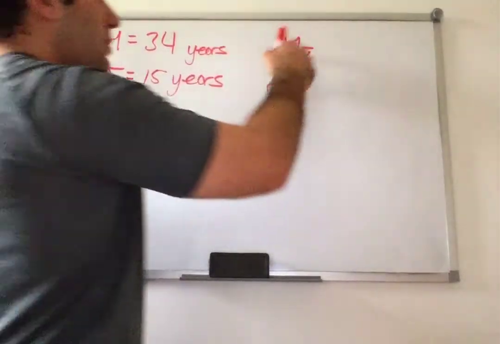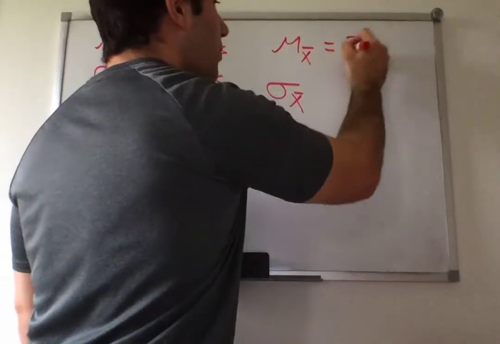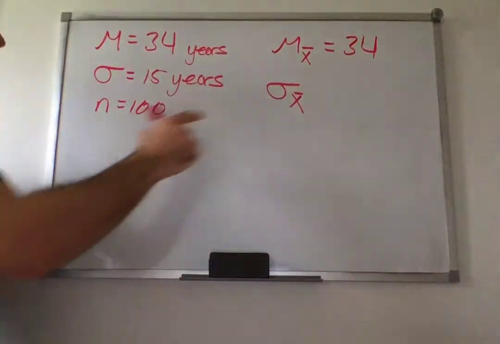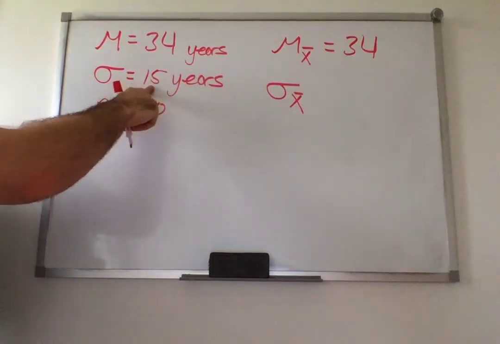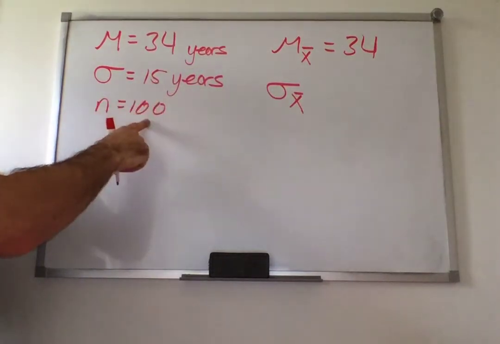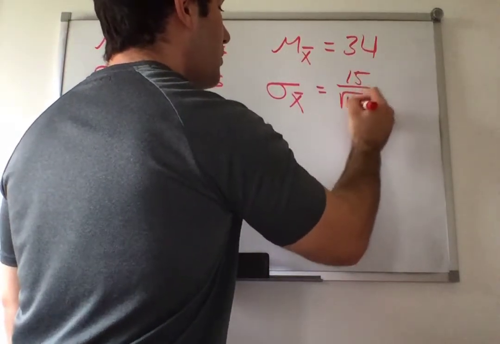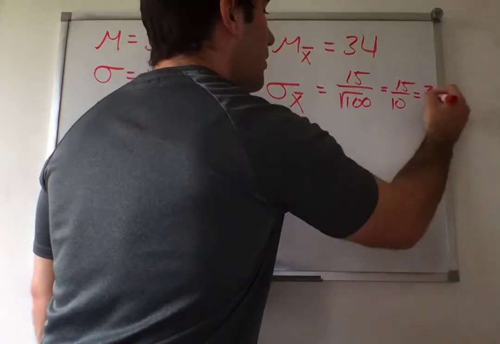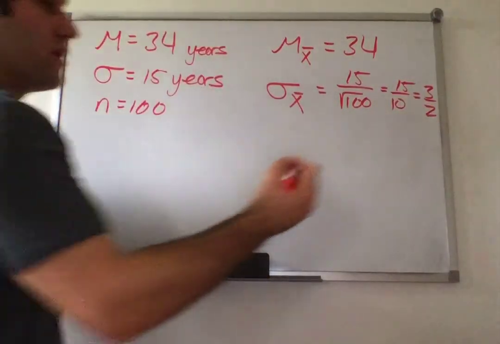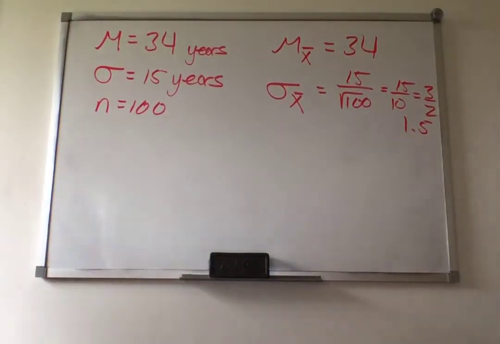Well, mu of x bar is just equal to whatever the population average is, so this is 34. And sigma x bar is whatever the standard deviation is divided by the square root of the sample size. So this is 15 divided by square root of 100, or 15 over 10, or 3 halves. 1.5 if you want a decimal. Really doesn't matter. It's a nice decimal.